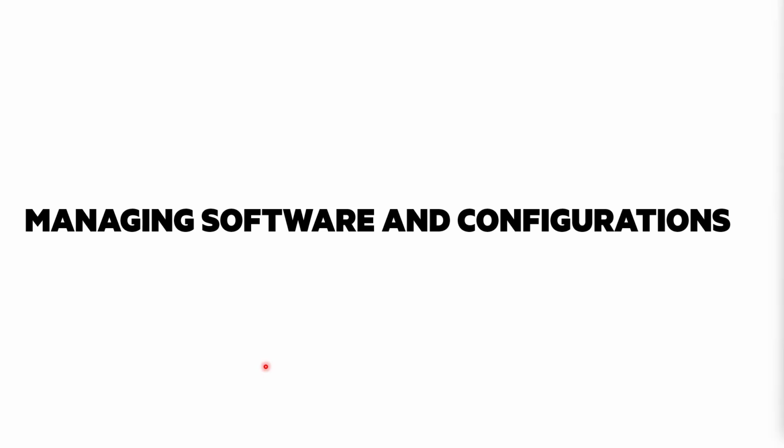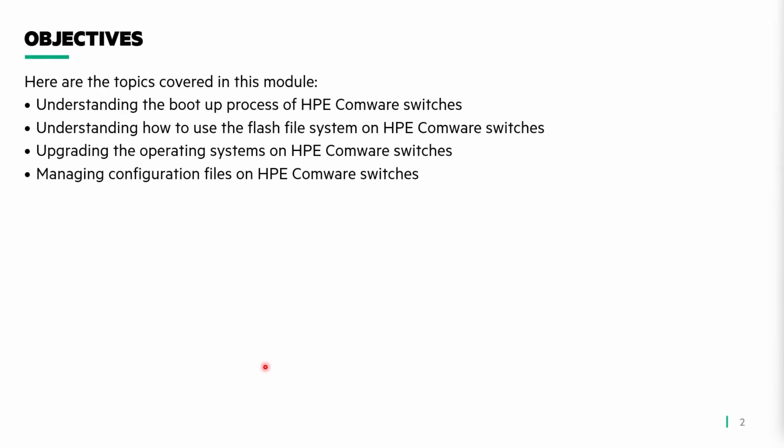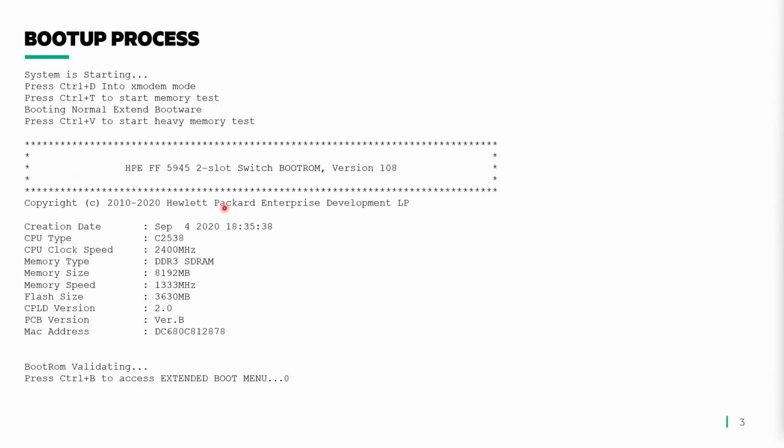Which is about managing software and configuration. What are the objectives? Understand the boot up process of HPE Comware switches, how to use the flash file system on HPE Comware switches, operating system upgrade, and managing files or configuration files on the HPE system.